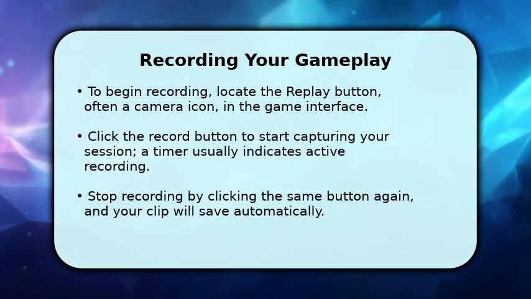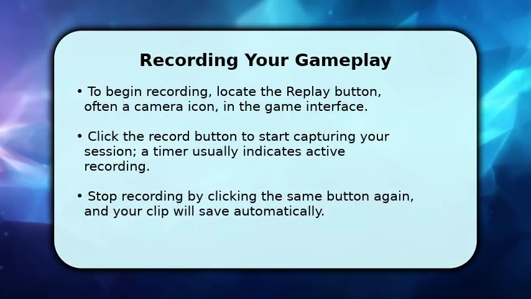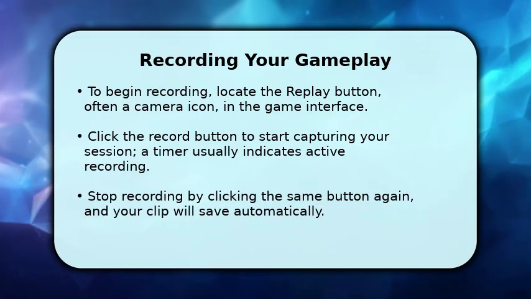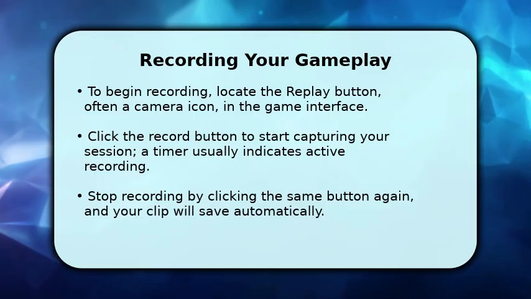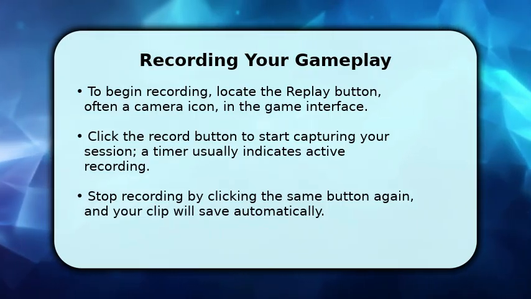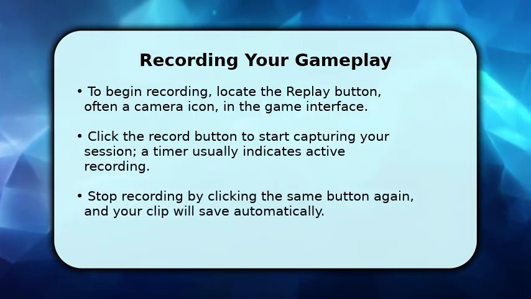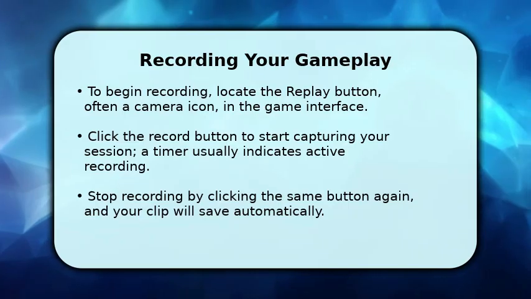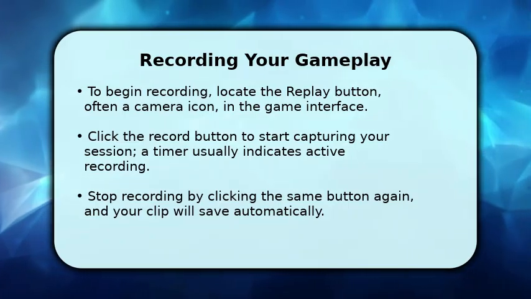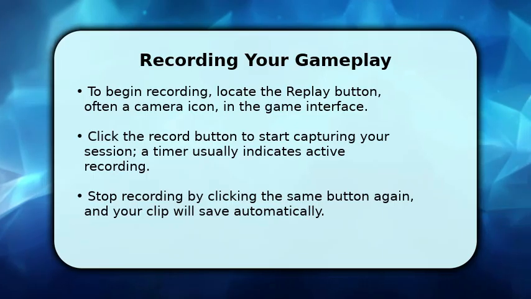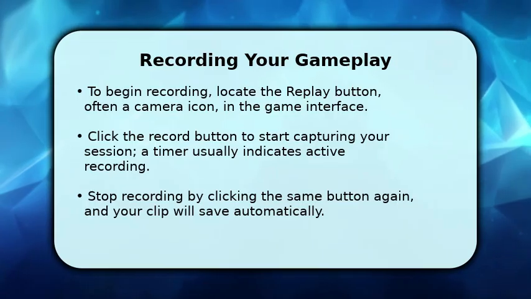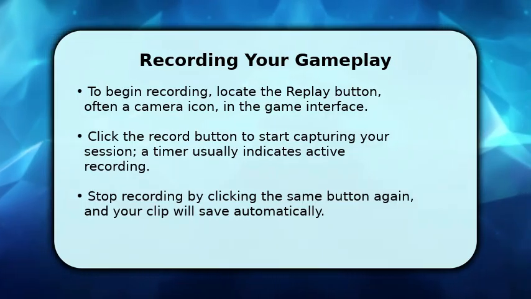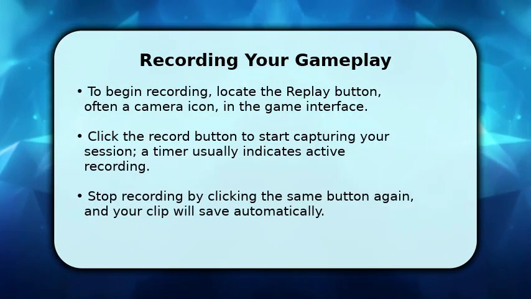Recording your gameplay is straightforward. Once you're in a supported experience, look for the replay button, which often appears as a camera icon. Clicking this button will initiate the recording process, and you'll usually see a visual indicator, like a red dot or a timer, confirming it's active. When you're finished capturing your moment, simply click the same button again to stop. Your recorded clip will then be saved automatically to your device or the game's designated replay folder.